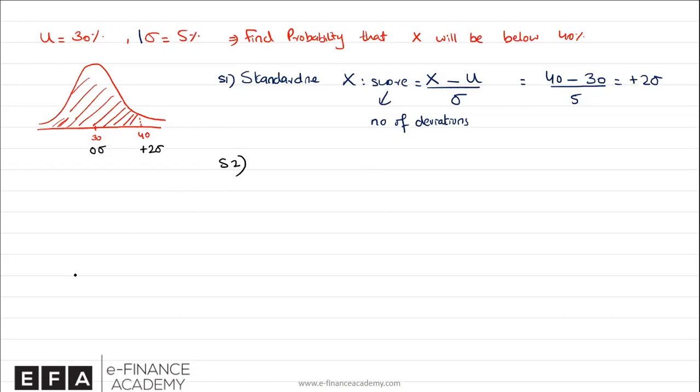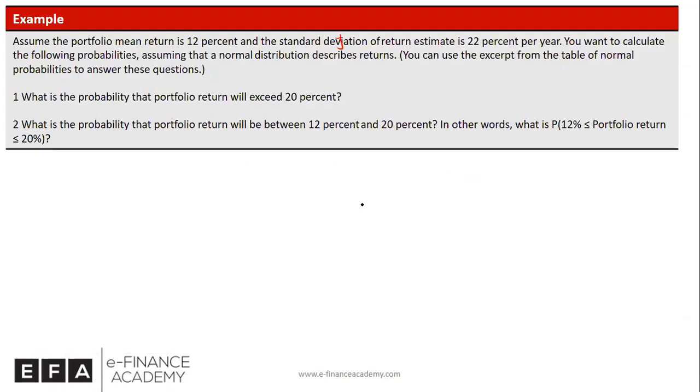So step 2 would be to use the table, the standard table, or the normal distribution table, which is also called the Z table, to find probability. And let me show you how you will actually use the table.